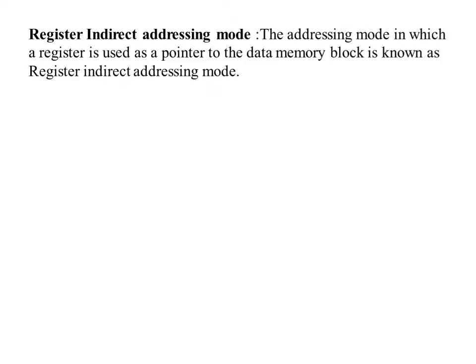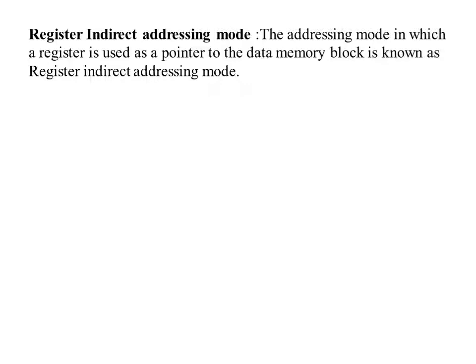The next addressing mode is register indirect addressing mode. In indirect addressing mode, a register is used to hold the address which contains the required data. In other words, the content of the register is a pointer to the data address. So what is a pointer? A pointer is a variable which points to the address of another variable. Similarly, in register indirect addressing mode, the content of the register will be a pointer to the data address.